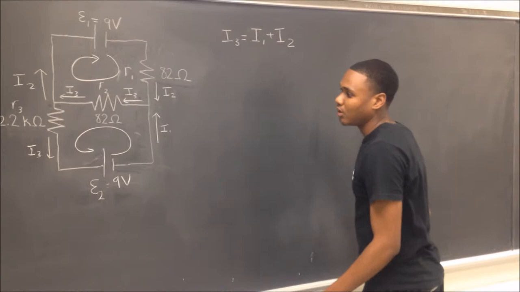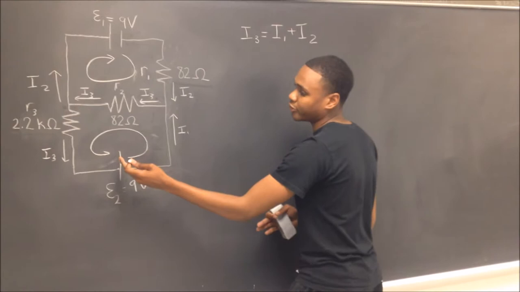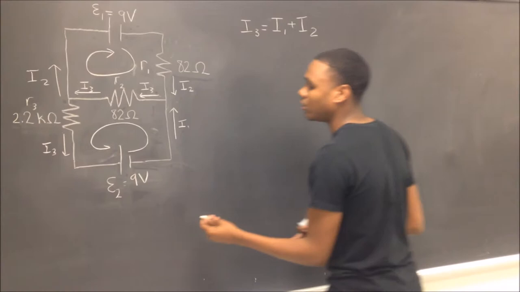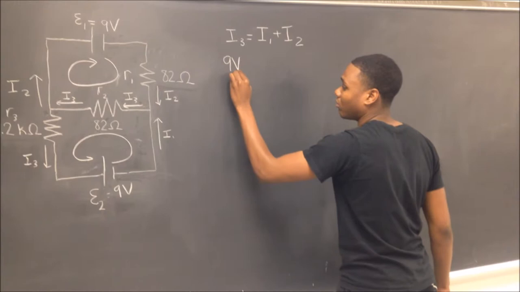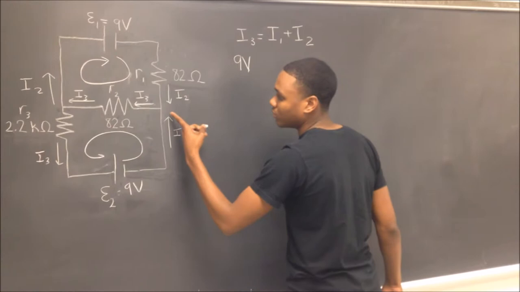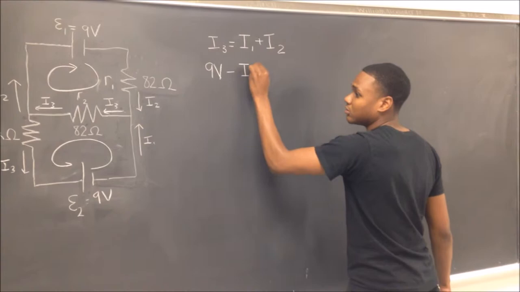Now we're going to pick any portion on the circuit to start. We're going to start at the 9 volts. Now voltage is always positive when you're going in the direction of the current, and the resistance is always negative when you're going in the same direction as the current. So we're going to start right here and go in the same direction as the current. So we're going to have 9 volts, and then it's coming around here. We don't have any resistors, so it breaks off into I3. Now we're getting to resistance, so it's going to be minus, since it's resistance going in the same direction as the current, and it's going to be I3 times 82 ohms.